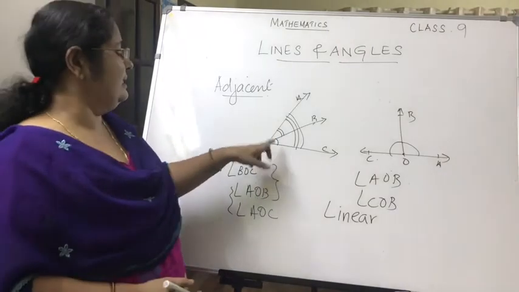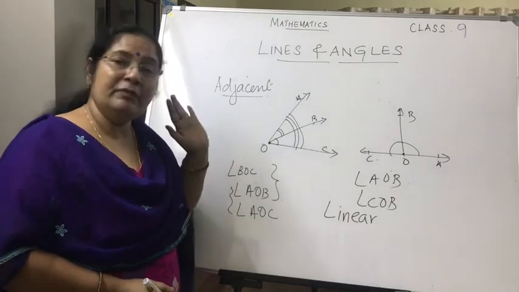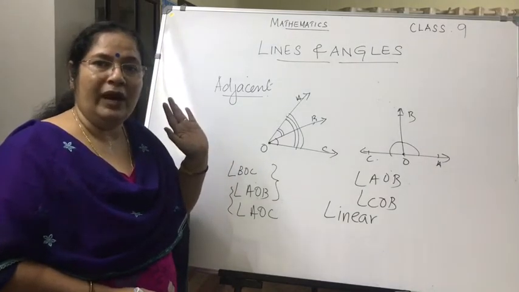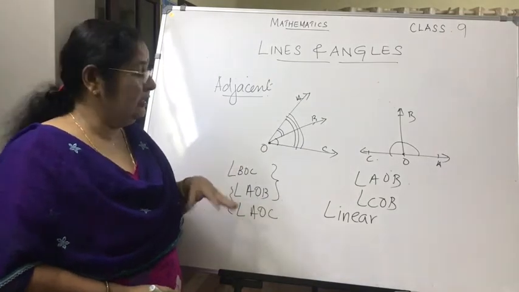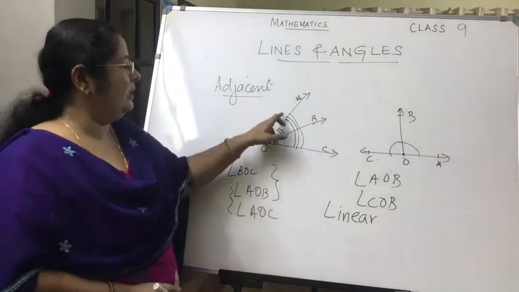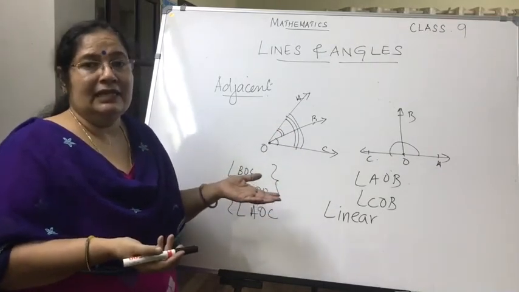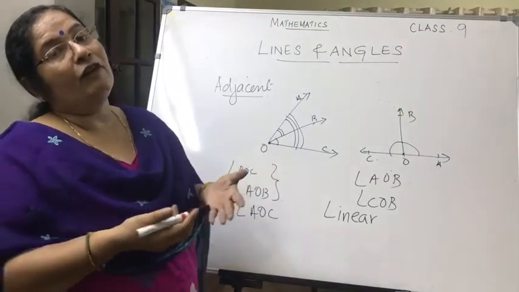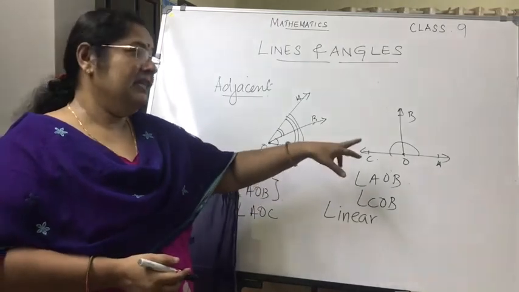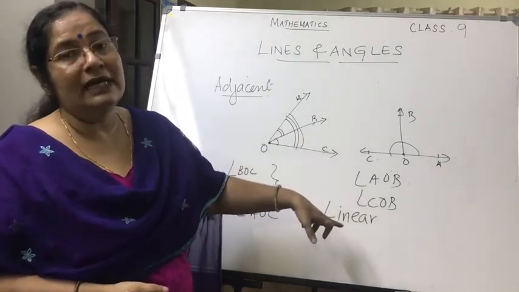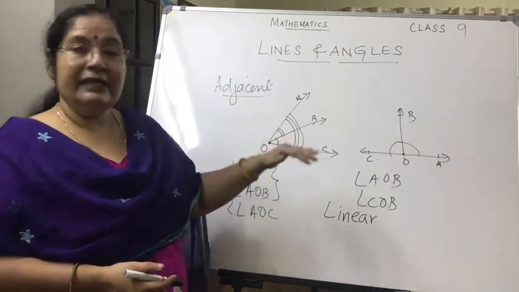See, in this case, angle BOC and angle AOB are adjacent angles. But do they form a linear pair? No. Why? Because the uncommon arms do not form a straight line. Which are the uncommon arms? OA and OC. Are they forming a straight line? No. They are placed on either side. That is why we call them adjacent angles. But if the uncommon arms form a straight line, then that pair of adjacent angles we call a linear pair. Is it clear? Adjacent angles and linear pair.